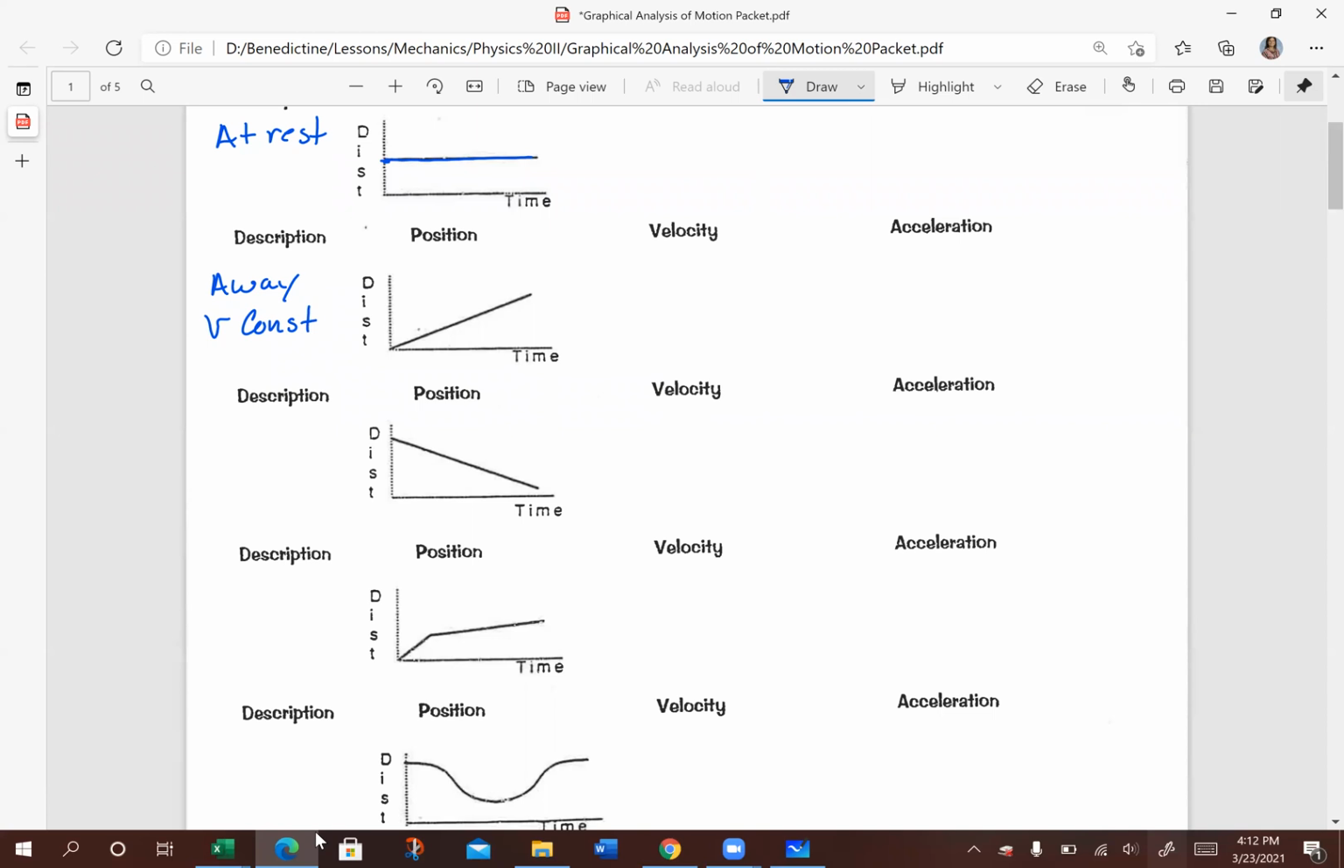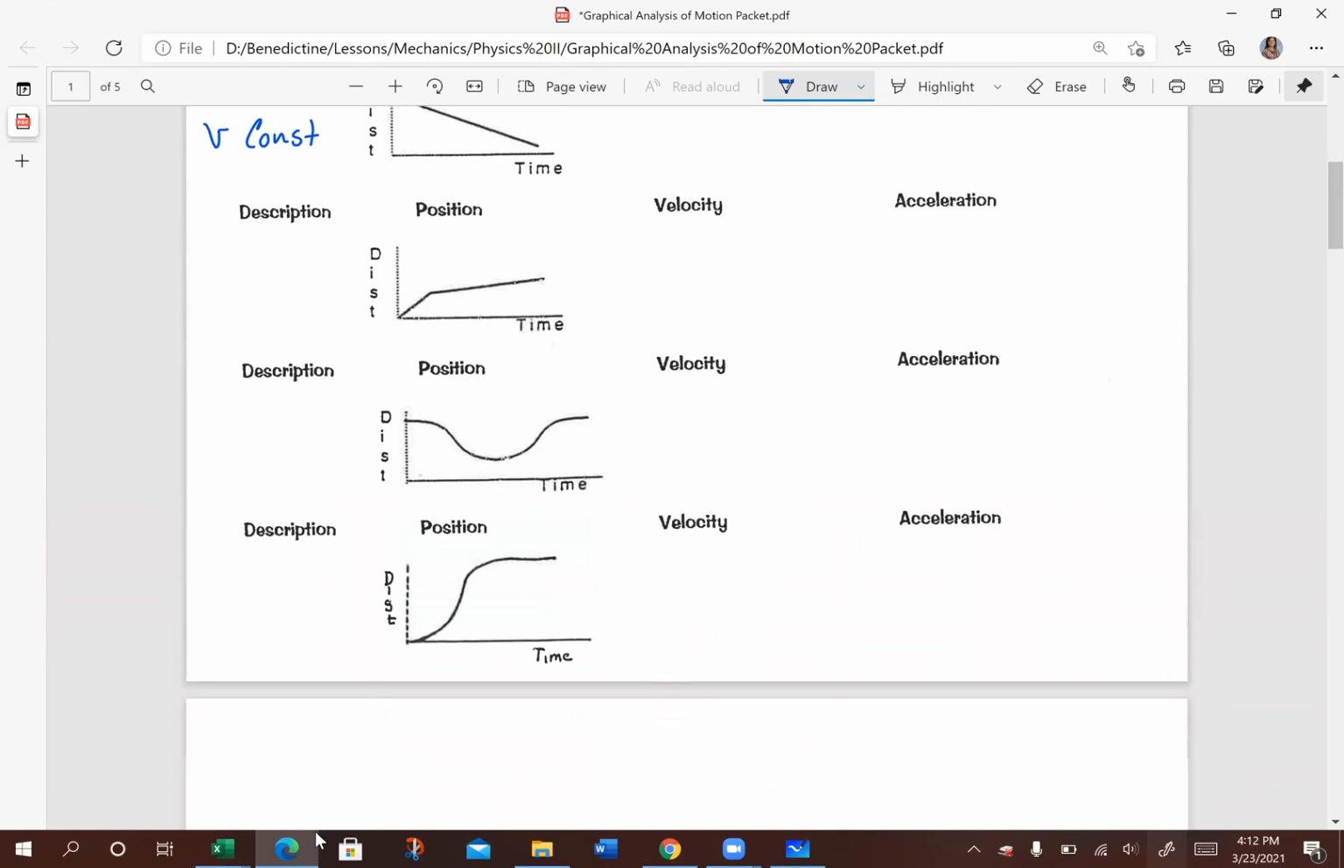Here, because I go in the negative, I am moving towards my reference frame, and my speed is still constant because the slope of my line is constant, right? So that's basically what we just repeated or saw on our notes.